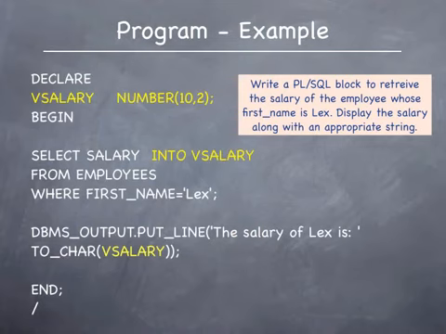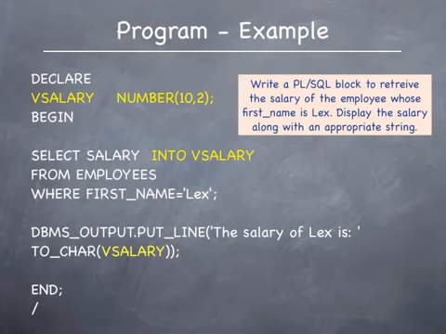The complete program that would have been written to retrieve the salary of the employee Lex and display it on the screen is on this slide. First is the declaration section that declares the variable called vSalary, which is of number type. In a program that has a select statement, you would have to declare a variable or variables depending on the columns being retrieved by the query.